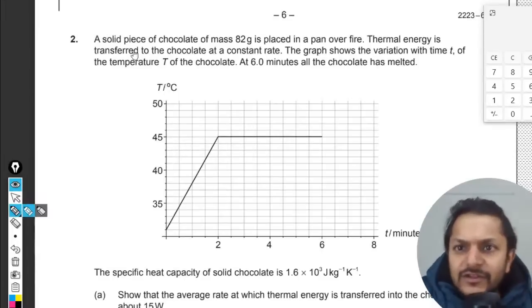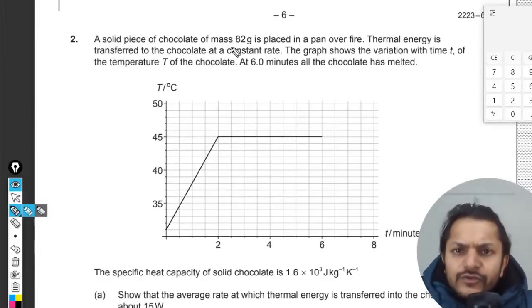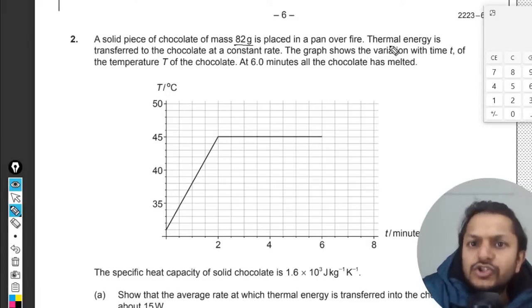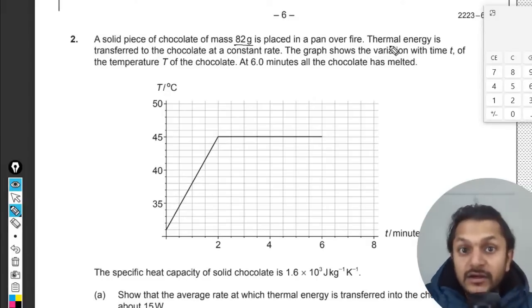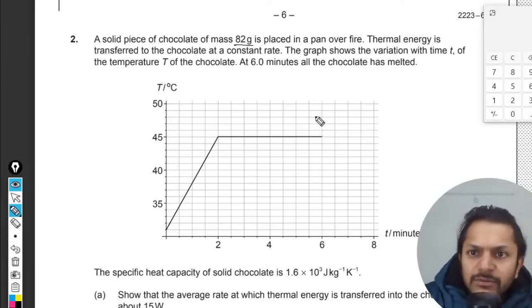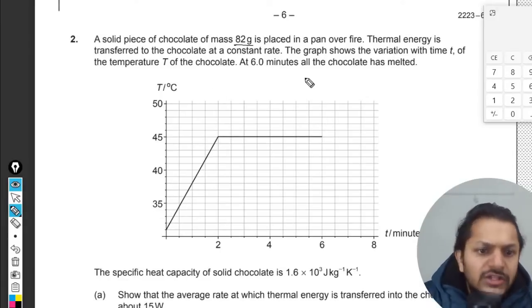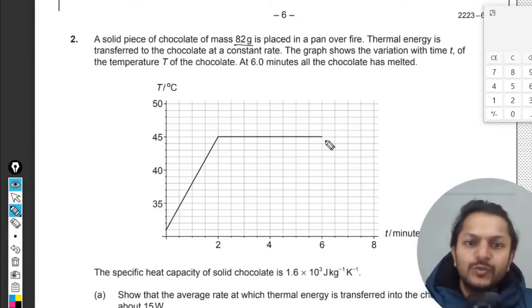See what is there in this question now. A solid piece of chocolate of mass 82 grams is placed in a pan over fire. Thermal energy is transferred to the chocolate at a constant rate. The graph shows the variation with time t of the temperature of the chocolate. At 6 minutes, all the chocolate has melted. So at this point, all the chocolate is melting.